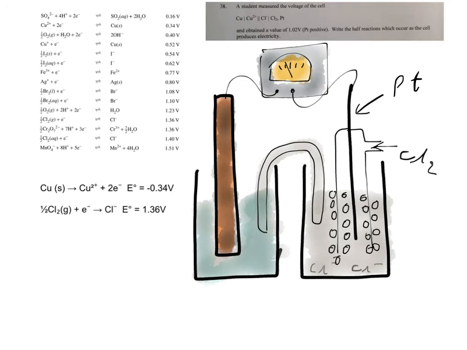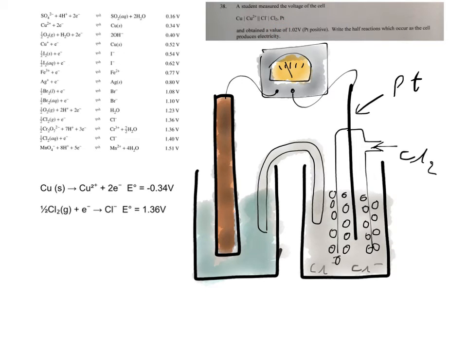Okay, Liv, here's your other question. Student measured the voltage of the cell. Now this means you've got a copper electrode in some copper ions, and those double lines mean a salt bridge. They've got that dipped into chloride ions, so something like sodium chloride for example, with chlorine gas being bubbled around it, and we've got an inert platinum electrode.